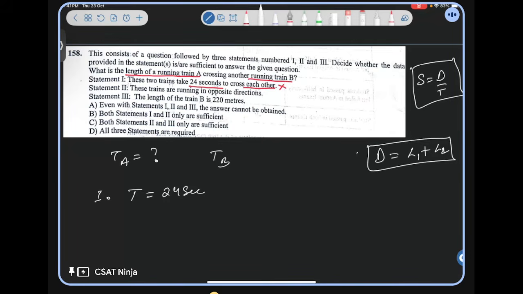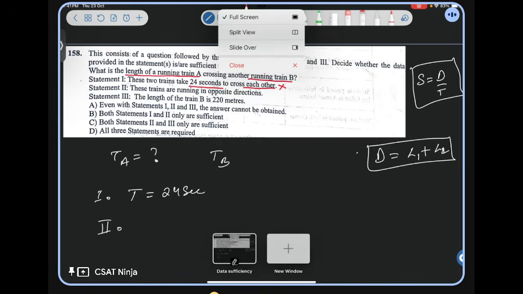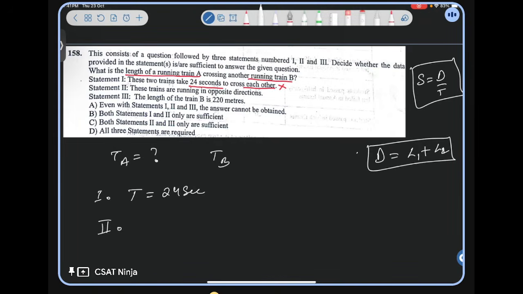So let us go to statement number 2. Statement 1 is not sufficient, so let us check statement number 2. What does it say? Two trains are running in the opposite direction. Statement number 2 says they are running in an opposite direction. One is running this side, the other one is running this side.